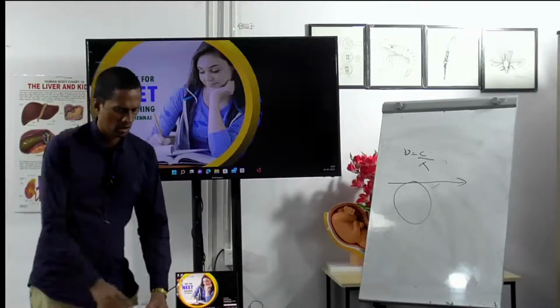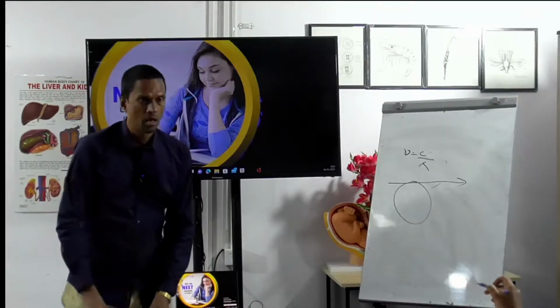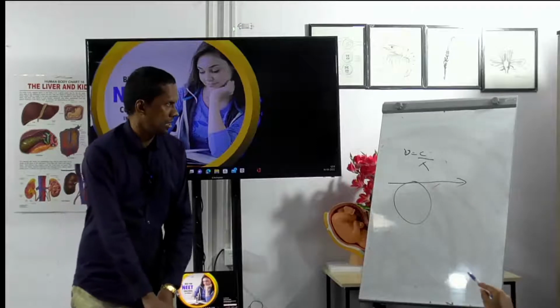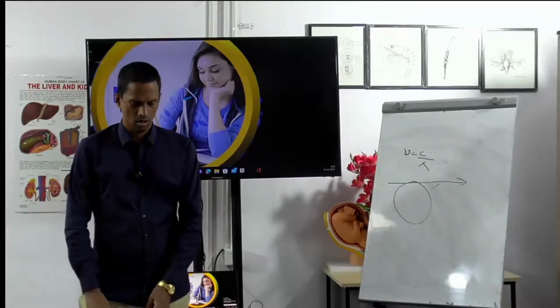Okay? Sir, here lambda represents wavelength. Nu, c is constant.